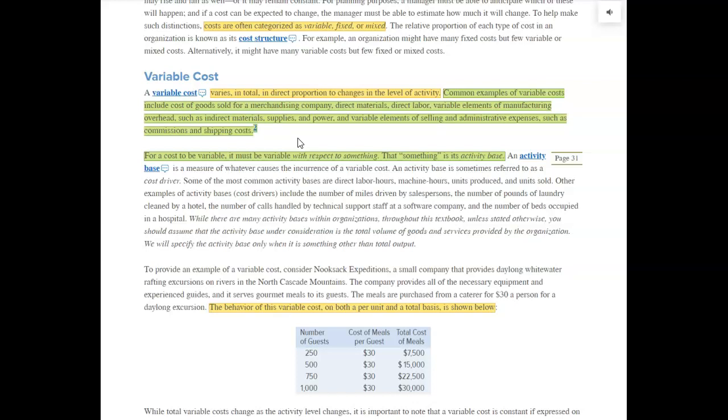So we have a variety of items. Usually direct labor is a variable cost. We have some variable elements of manufacturing overhead, like indirect materials, supplies, power. So the more you produce, the more of these you will use.